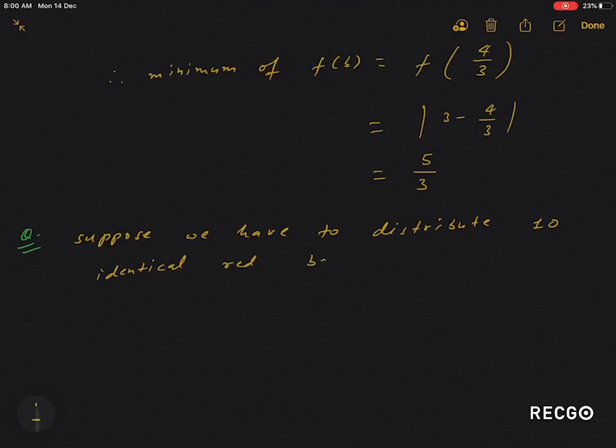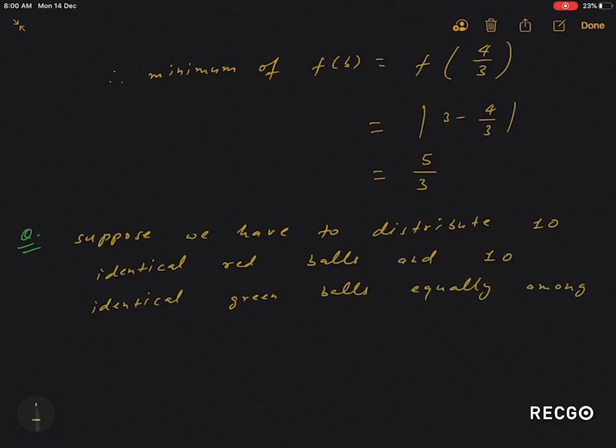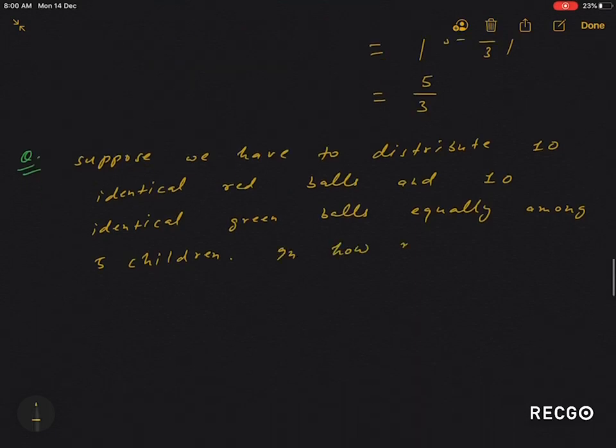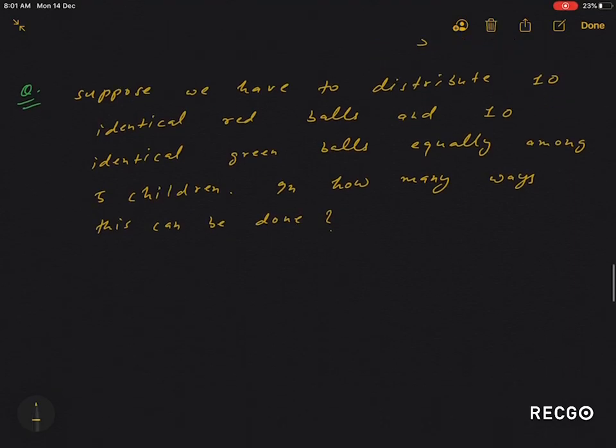Next question is from permutation and combination. The question says that suppose we have to distribute 10 identical red balls and 10 identical green balls equally among 5 children, right? So each child should get exactly 4 balls. In how many ways can this be done?